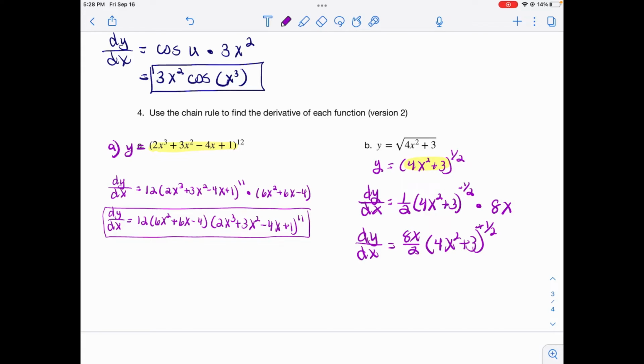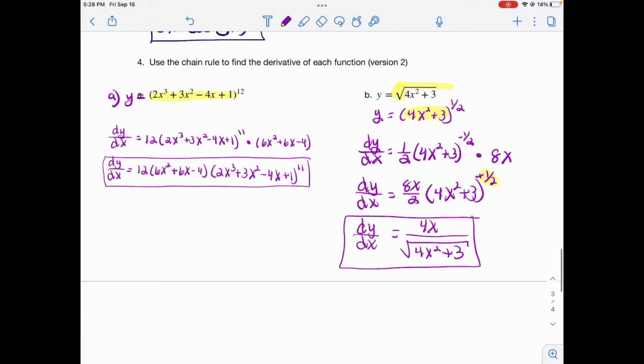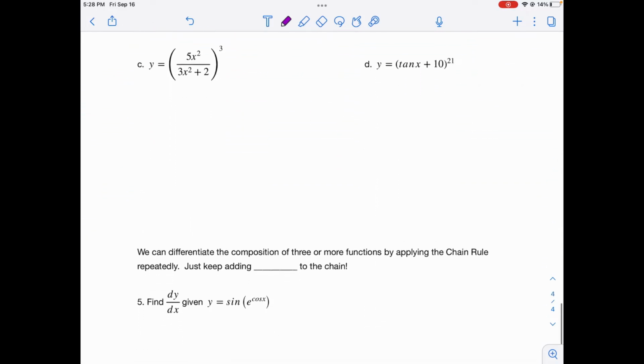And then notice my original problem does not have a fraction power, and it does not have a negative power, so my final answer can't have that. So I'm going to bring that whole term 4x squared plus 3 to the denominator. And bringing it down to the denominator makes it a positive power. And then I'm going to rewrite it underneath the square root to get back to our original square root instead of fraction power. So that's how you'd write the answer to this one.